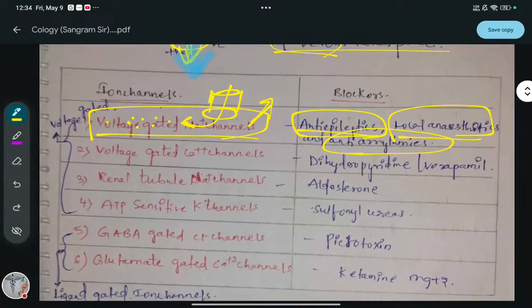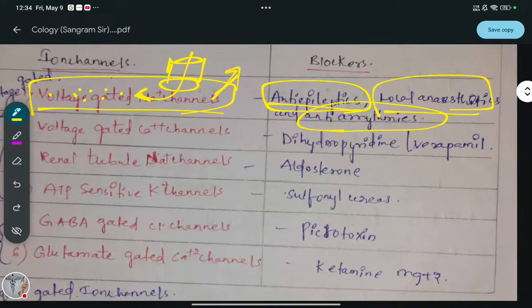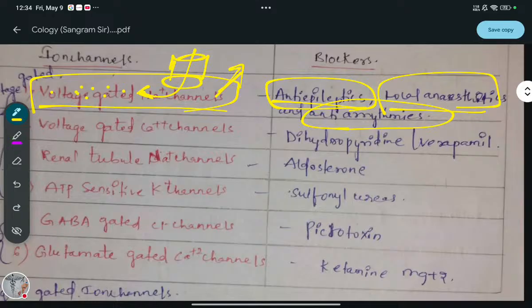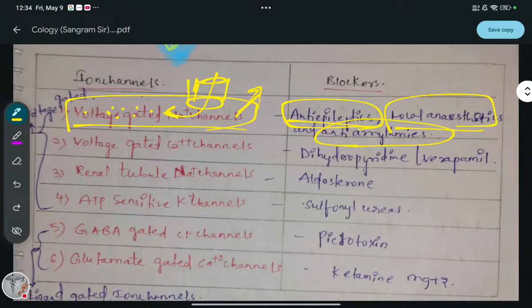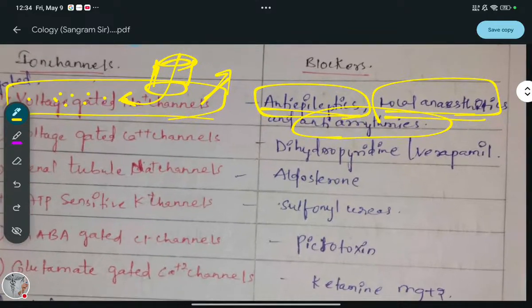So due to that, what will happen? Due to the cell contraction, epilepsy also takes place. Due to the cell contraction, that cell activity takes place, and when the cell is inactive, at that moment it is called anesthetic, and in that case the cell will be inactive. It will not show any activity like contraction or anything. So that's why in local anesthetic also sodium channel blockers are given.